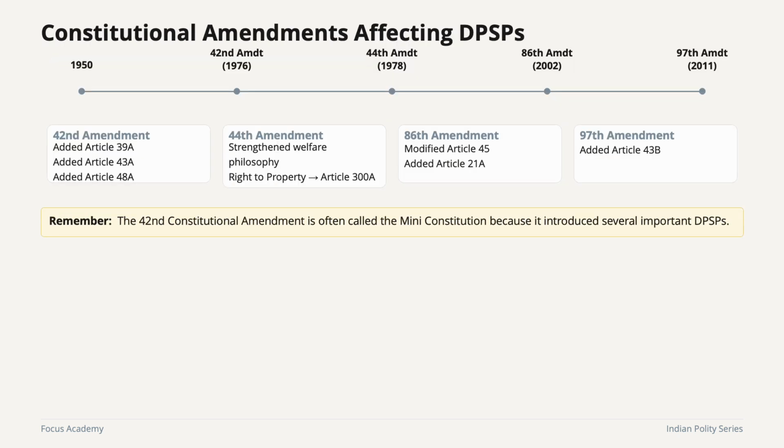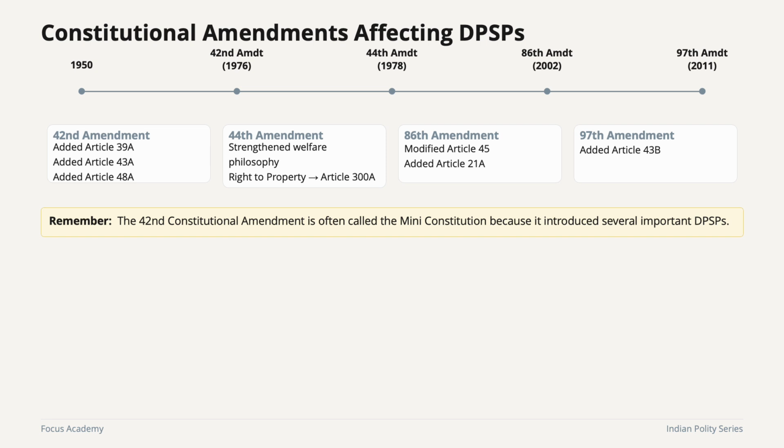So, constitutional amendments affecting DPSP. We talked about the 42nd Amendment, which added a lot of articles: 39A, 43A, 48A, and the 44th Amendment, right? It strengthened the welfare philosophy. The 86th Amendment of 2002 removed that 14 years clause and added it into fundamental rights as Article 21A, right to education.